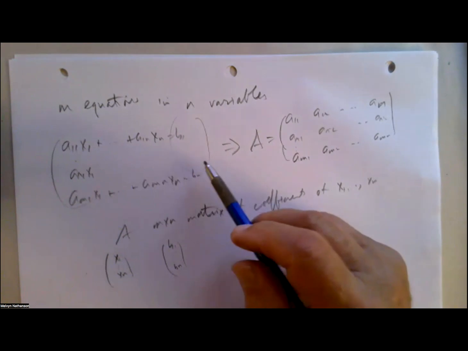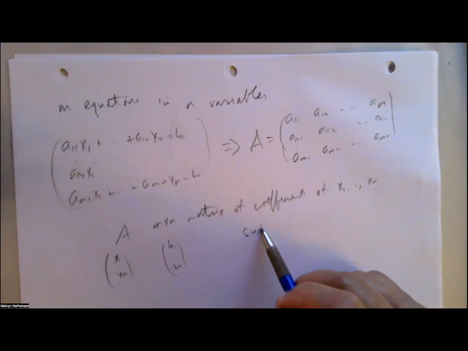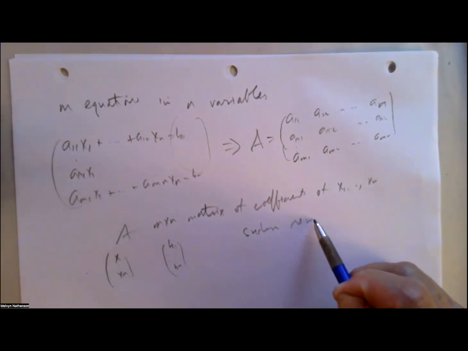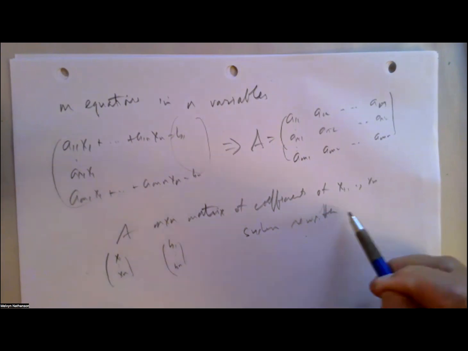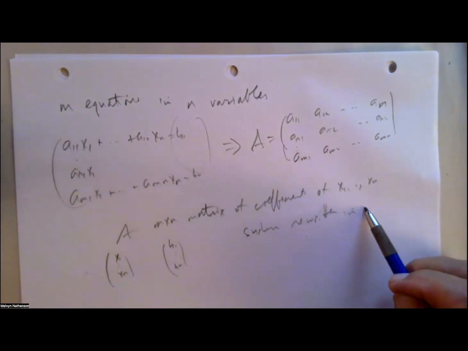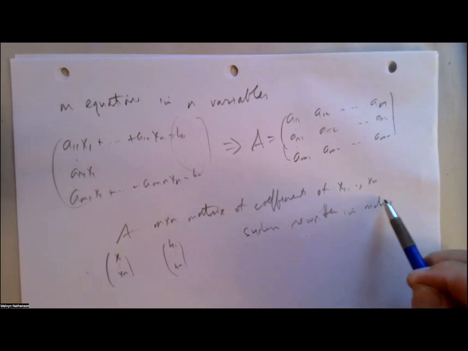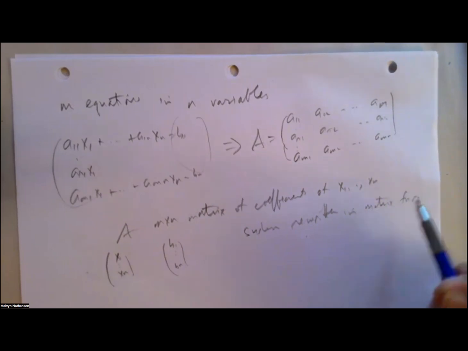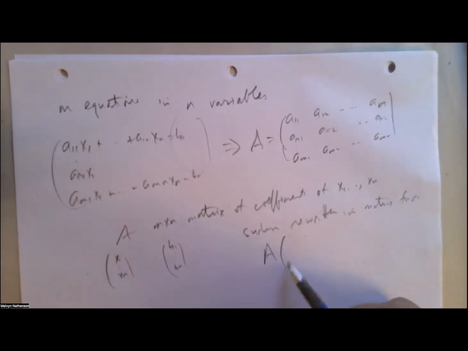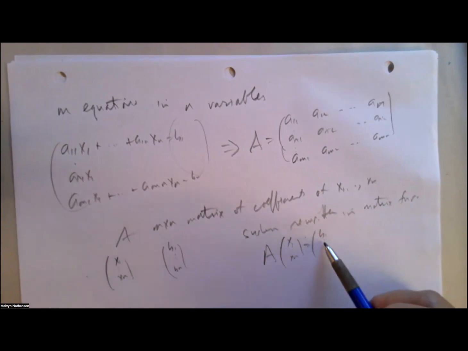So I can rewrite this system. So this is the system rewritten in matrix form. It's A times the vector x1 up to xn is the vector b1 to bm.